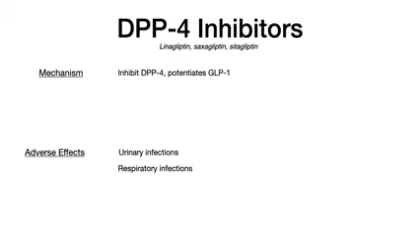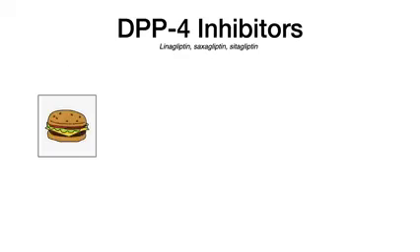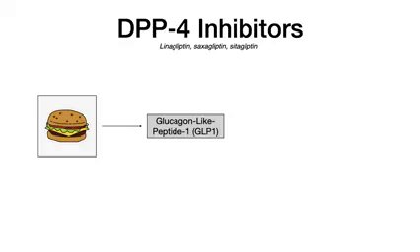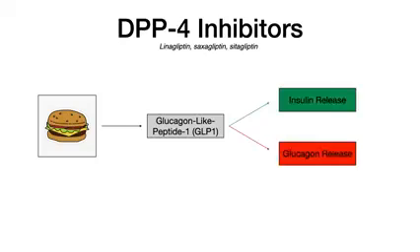So imagine that you eat a juicy hamburger. People who aren't in the United States are like, "God, you Americans and your filthy diet." But let's just imagine that you eat a hamburger. What normally happens is when you eat something, the body releases glucagon-like peptide 1, or GLP1 for short. And what glucagon-like peptide 1 leads to is it promotes insulin release and inhibits glucagon release. Okay, so that's the normal functioning of GLP1.